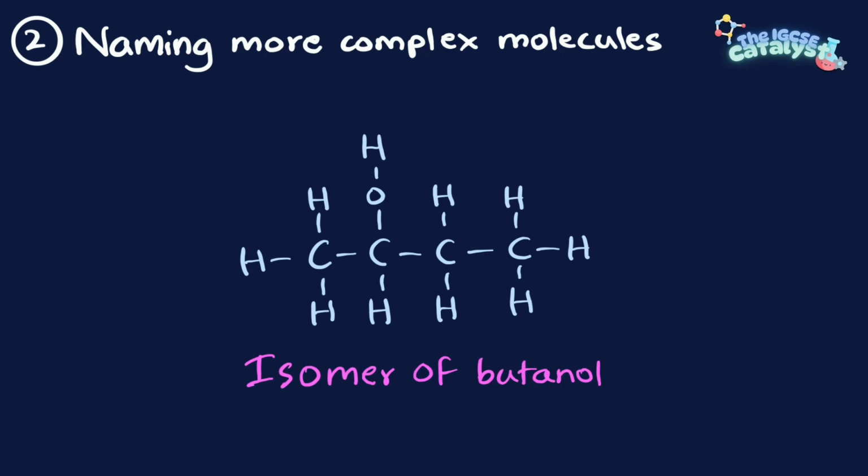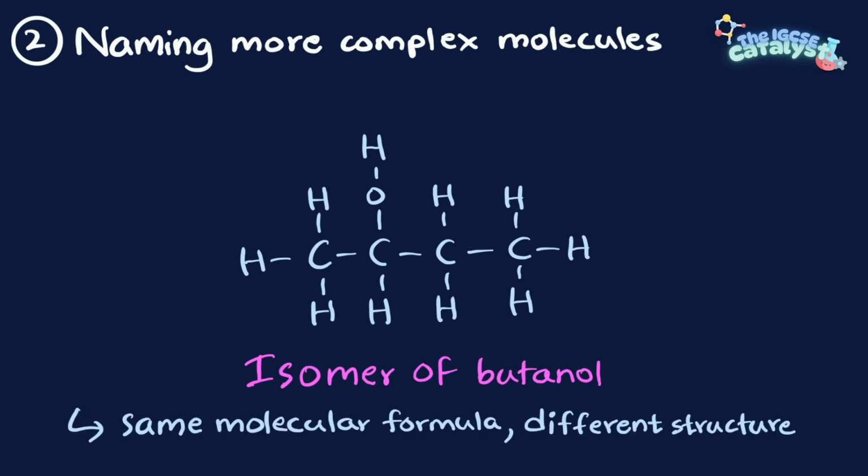This is also a butanol, but this one has a different structure to the previous butanol. So we call these isomers. This one here is an isomer of the previous butanol. Isomers are defined as compounds that have the same molecular formula but different structural formula.